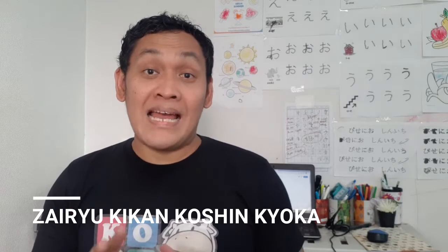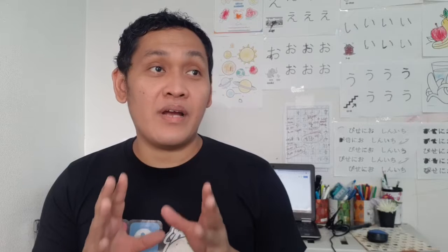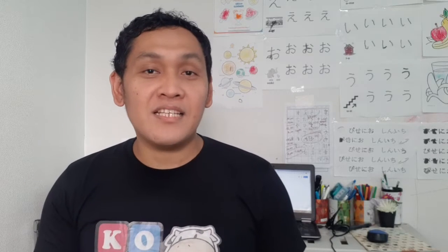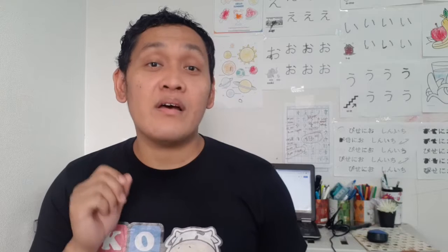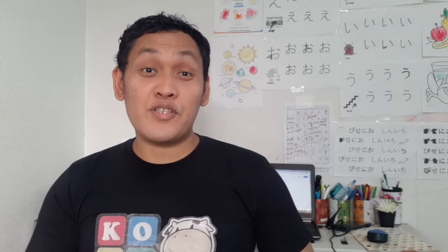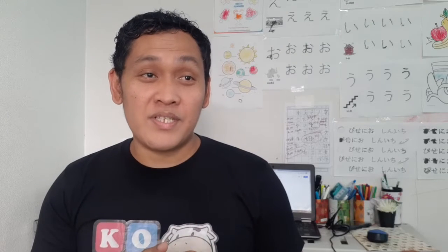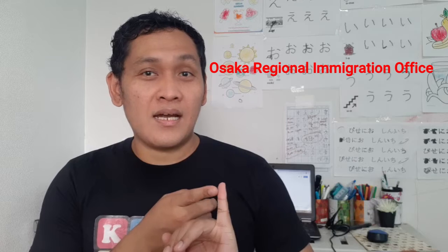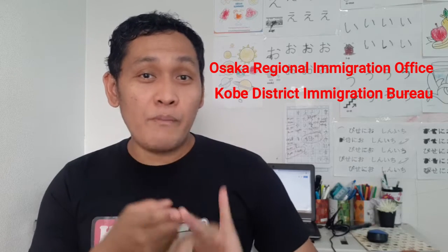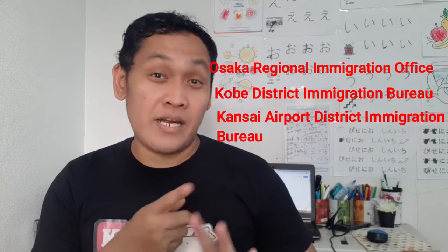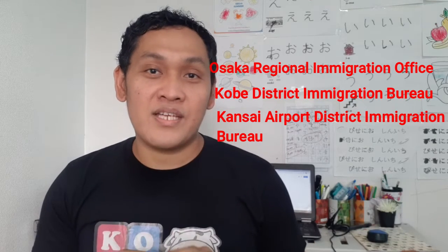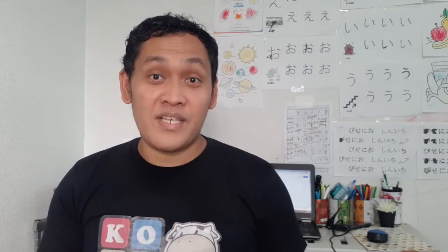you can actually apply within 3 months before the expiration date of the existing visas of your dependents. Just make sure that you have all the necessary document requirements to be submitted to the nearest regional or district immigration office. So for those who are living in Kansai, we have 3 regional or district immigration offices. We have the Osaka Regional Immigration Office, the Kobe District Immigration Office, and the Kansai Airport District Immigration Office. So for the rest of Japan, here are the other regional offices of the Immigration Office.